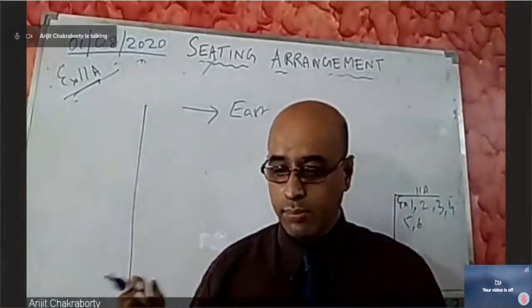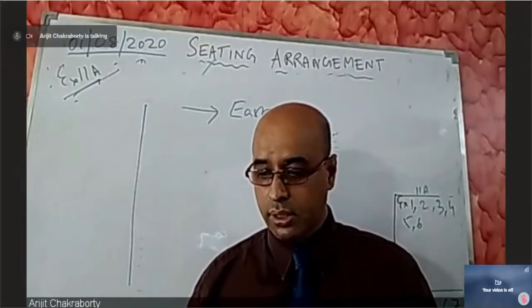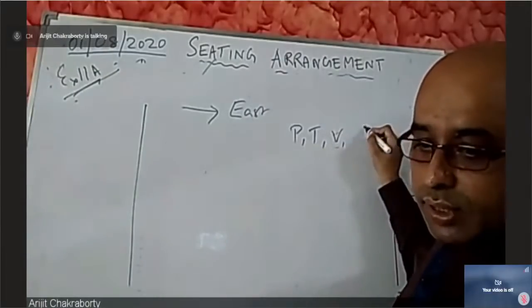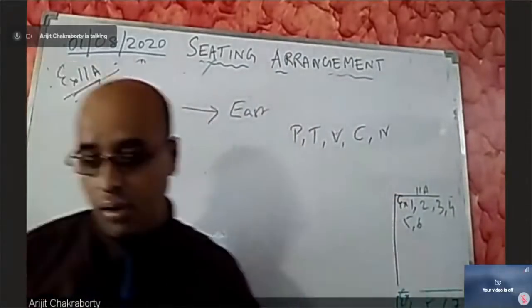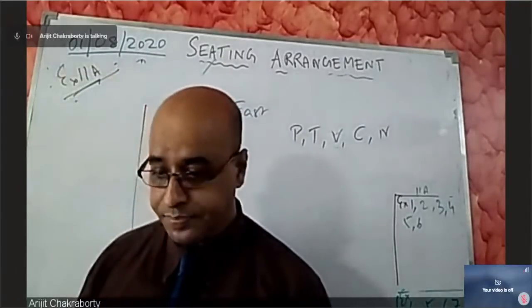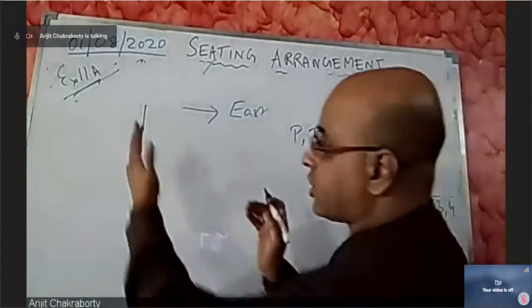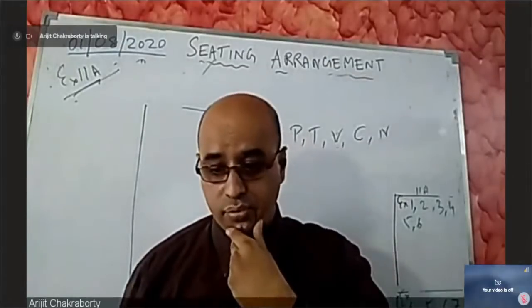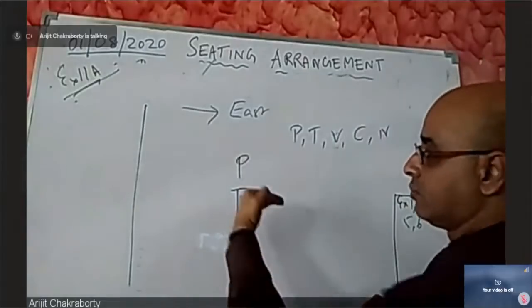Five boys are standing. Pavan is left of Tavan. I will give them names: Pavan is P, Tavan is T, Vipin is V, Chavan is C and Nakul is N. Short form PTVCN. Now let's see the conditions. We are doing number 6. Pavan is left of Tavan. Please note that they are looking towards the east. So if Tavan is standing here, then Pavan is to his left. They are all facing this direction.